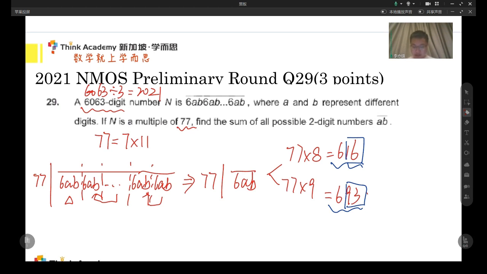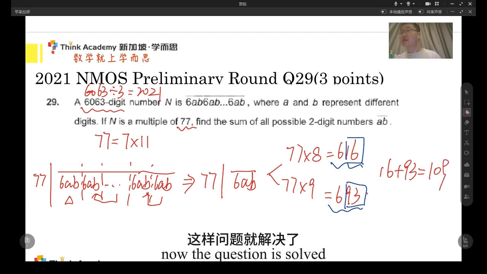We want to find the sum of AB, so we just calculate 16 plus 93, so it will be 109. So the question is solved.